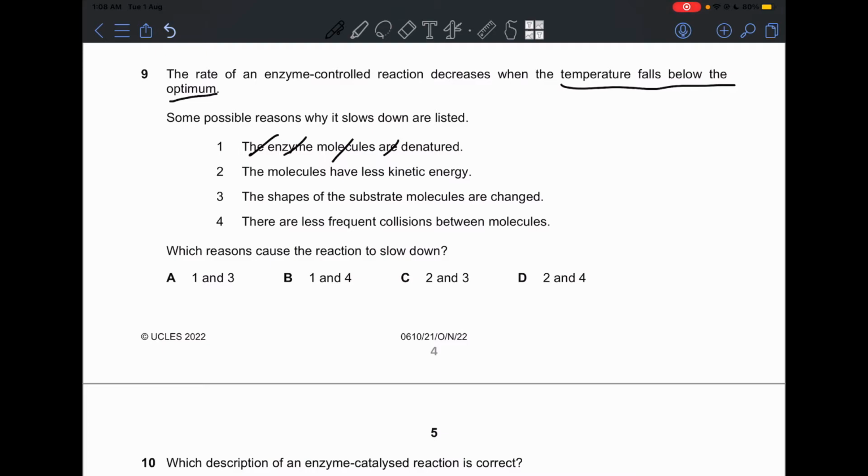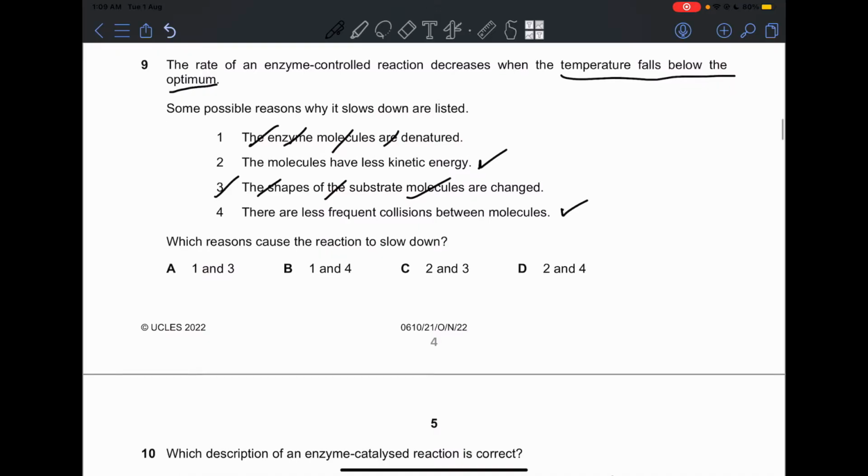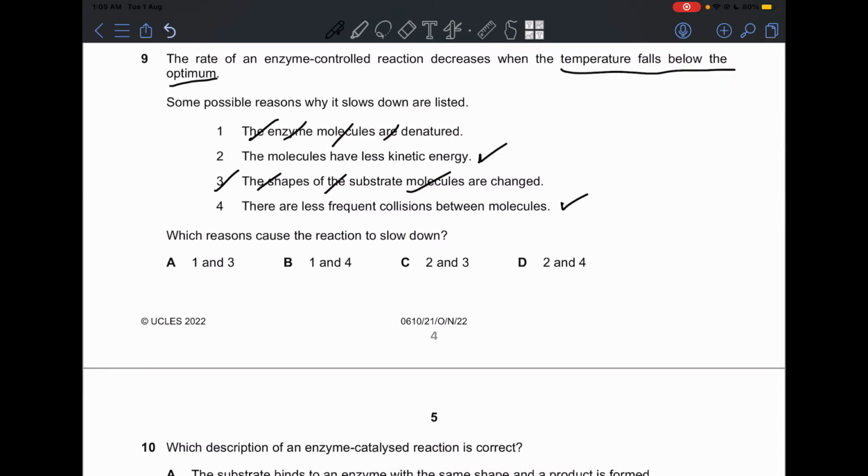So let's read number 2. The molecules have less kinetic energy. This is a correct statement because at low temperatures there is less kinetic energy, which leads to less frequent collisions and the reaction will be slower. Number 3, the shapes of the substrate molecules are changed. This is incorrect again because this process occurs when there is denaturation. So in this situation, there is no denaturation, so we're not going to be choosing 3. 4, there are less frequent collisions between molecules. This is also correct because this is a result of less kinetic energy in the reaction. So our answer is going to be 2 and 4, which is D.